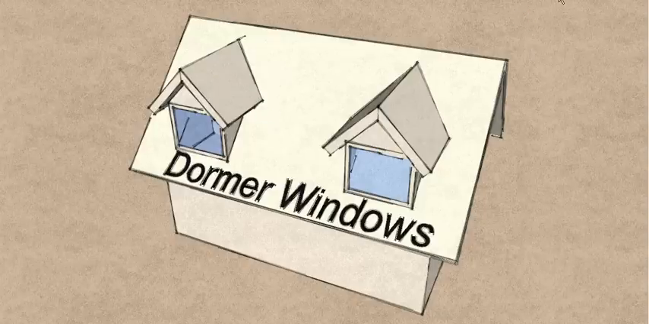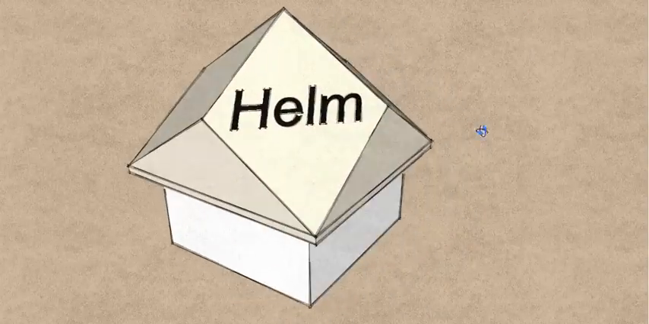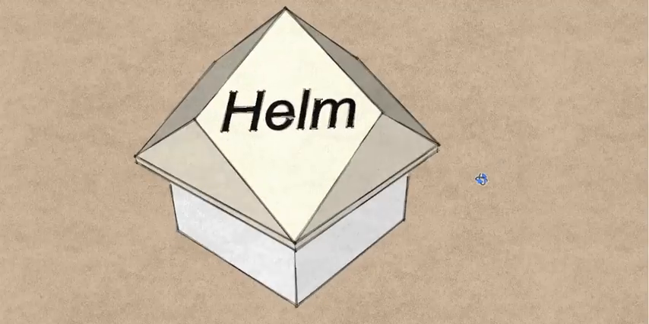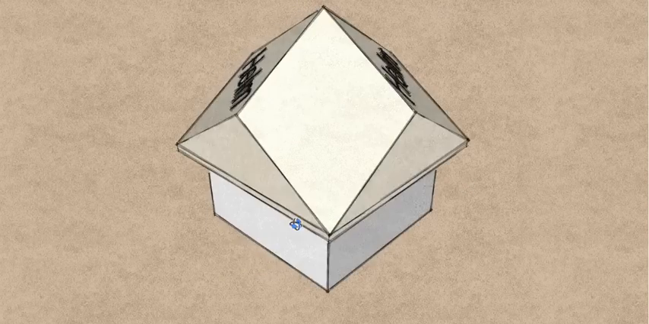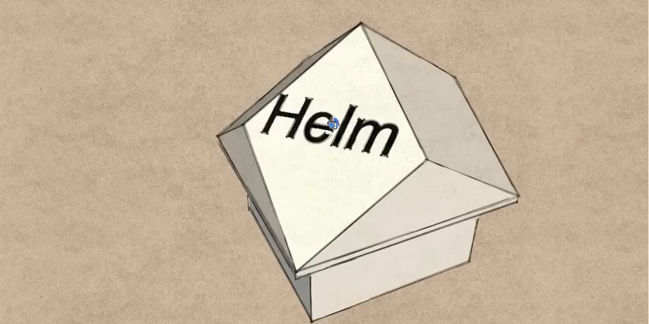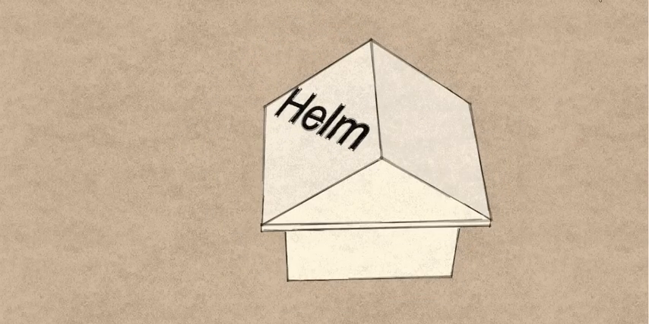And then we get into a couple of really weird ones. The Helm, which is again a bit of a weird combination of the gable and a hip. It'd be a nice way to finish off a tower or something.